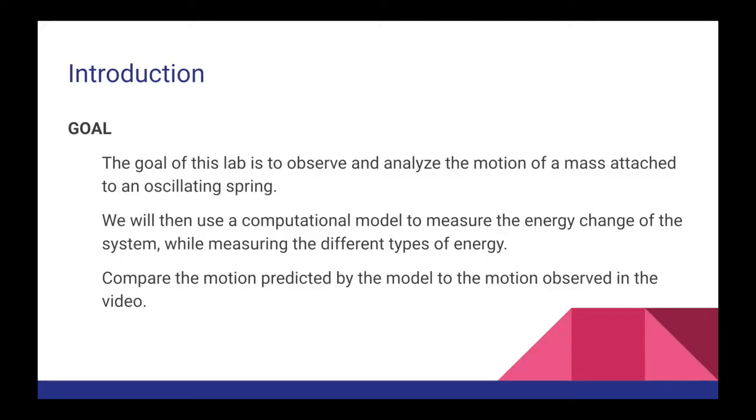The goal of this lab is to observe and analyze the motion of a mass attached to an oscillating spring, using the file given to us from the video. We will then use a computational model to measure the energy change of the system while measuring the different types of energy, such as potential energy of the spring, gravitational potential energy, and kinetic energy. We will then compare the motion predicted by the model to the motion observed in the video. And finally, we will answer some final questions for this lab.